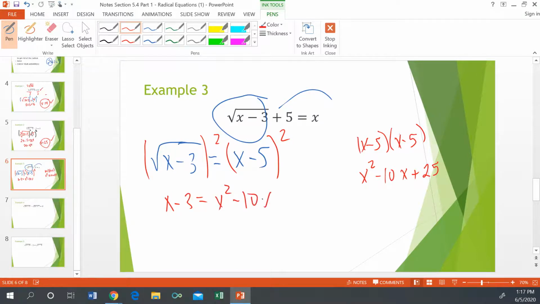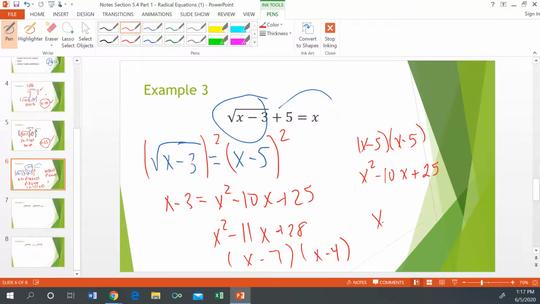Bring everything over to one side because we have a square now. Remember when we did all the work with the quadratics, we want to bring everything over to one side. x squared minus 11x plus 28. Factor, I know your favorite. Negative 7, negative 4. So x equals 7 and 4.